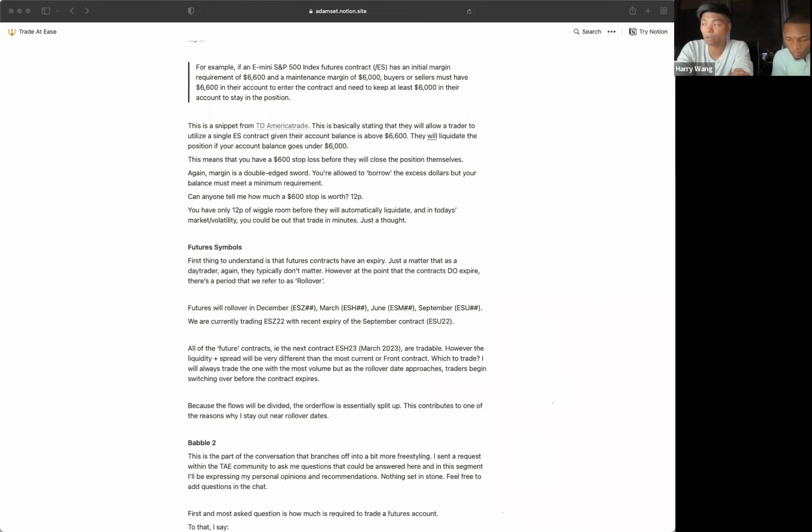So the question is which one to trade, right? I will always trade the one with the most volume, but it's important to note that as the futures rollover date approaches, traders begin switching over before it actually expires. Because of this, the flows will be divided and the order flow is essentially split up. This contributes to one of the reasons why I don't trade near rollover dates.